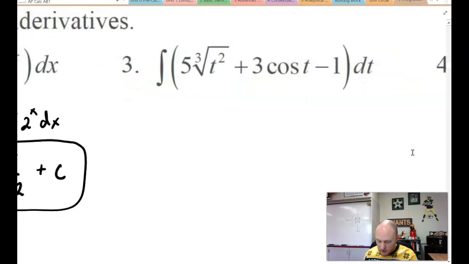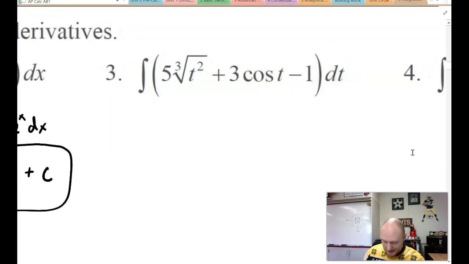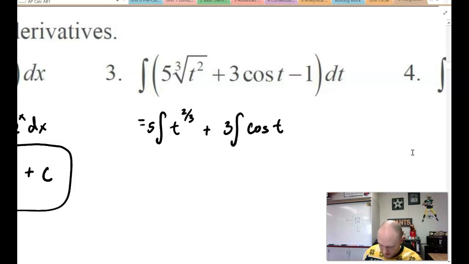Ooh, now they're starting to get weird on us. The integral of the cubic root of t squared plus 3 cosine t minus 1. Not too complicated. They're just trying to kind of freak you out. I'm going to pull out the 5, and this is just t to the power of 2/3, plus 3 times the integral of cosine of t, minus the integral of 1 dt. Sorry, all of these are dt, so I'll just throw this in here.